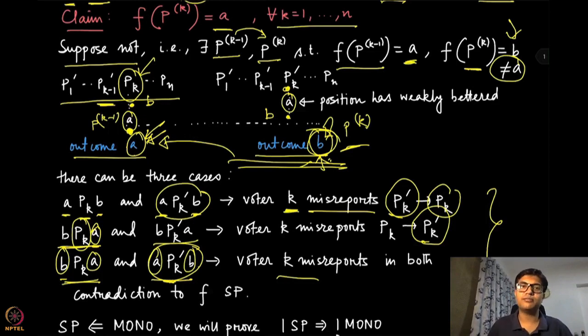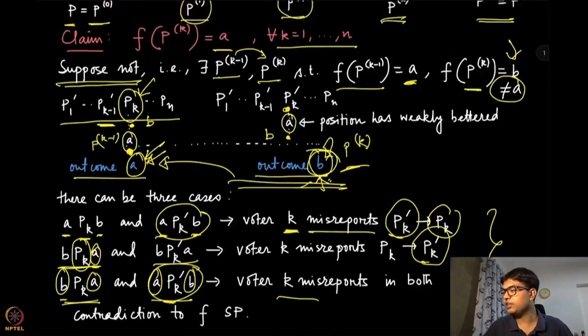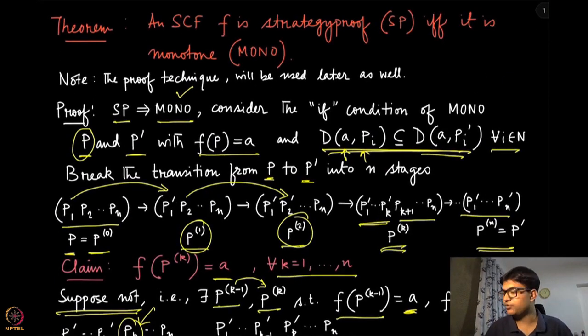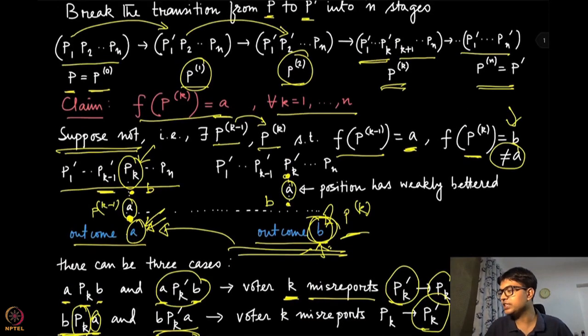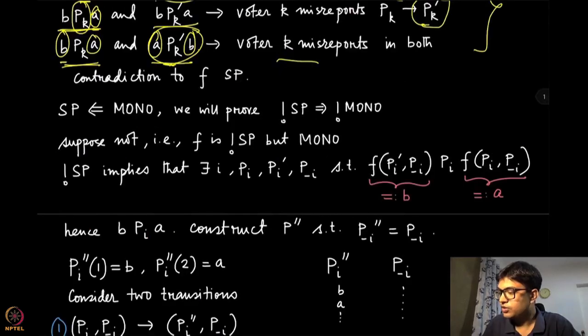So what we have actually assumed is incorrect, because if this contradictory statement is to be true, then it is actually contradicting the fact that F is strategy proof. So this must be true, that in all the intermediate stages that we have assumed, the outcome would be equal to A, and therefore even in the final outcome at P prime, the outcome should also be A.